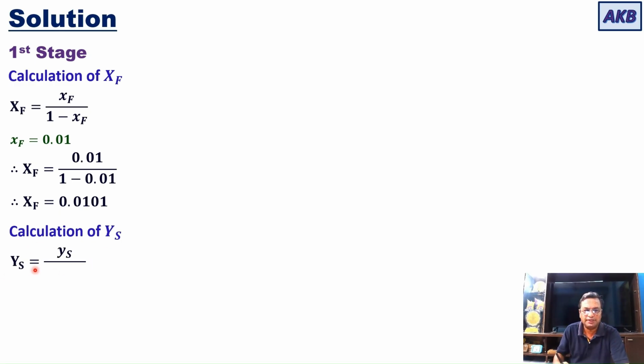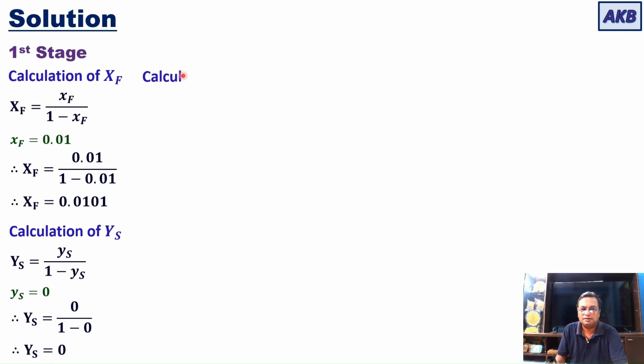Then we have to calculate capital Ys. How do you calculate that? Capital Ys is equal to small ys divided by 1 minus small ys. But small ys is 0 since pure fresh solvent is used. Therefore, capital Ys will be equal to 0 upon 1 minus 0, which gives capital Ys as 0. Capital Ys is also 0.